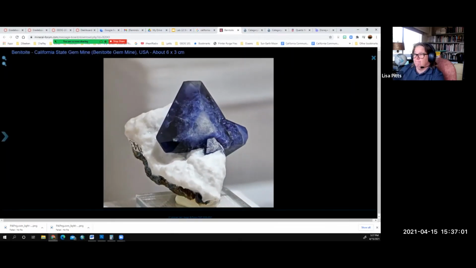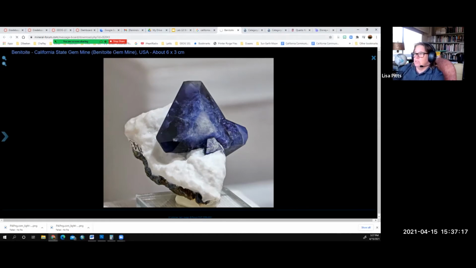This one's 6 by 3 centimeters. You know how big that is, right? Centimeters. At least it's not in millimeters.